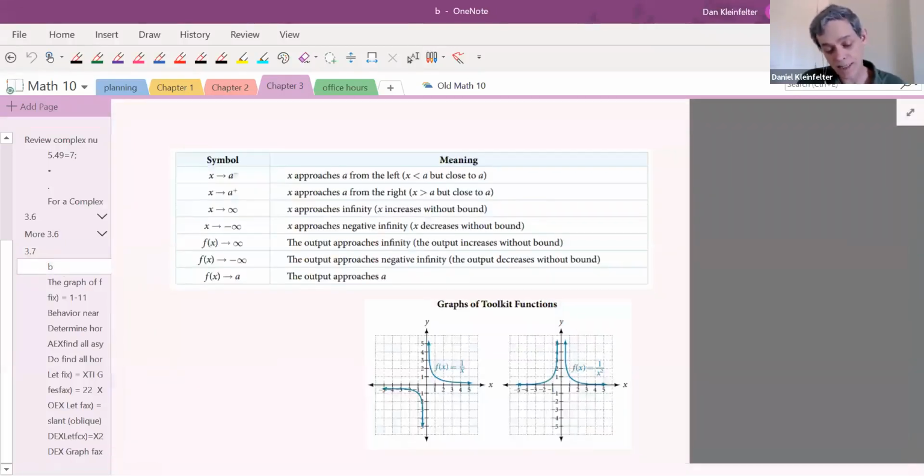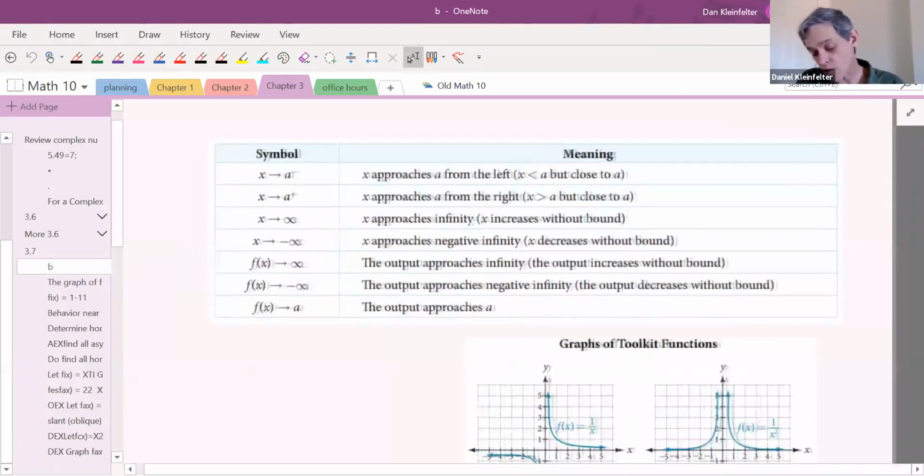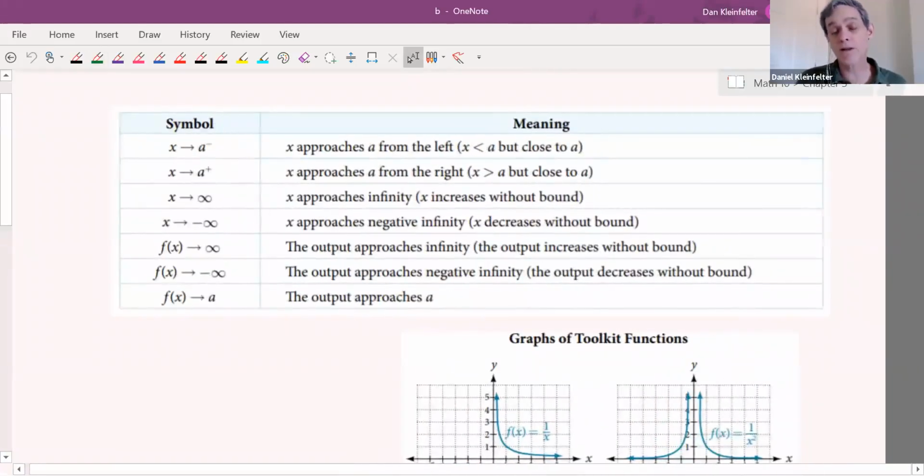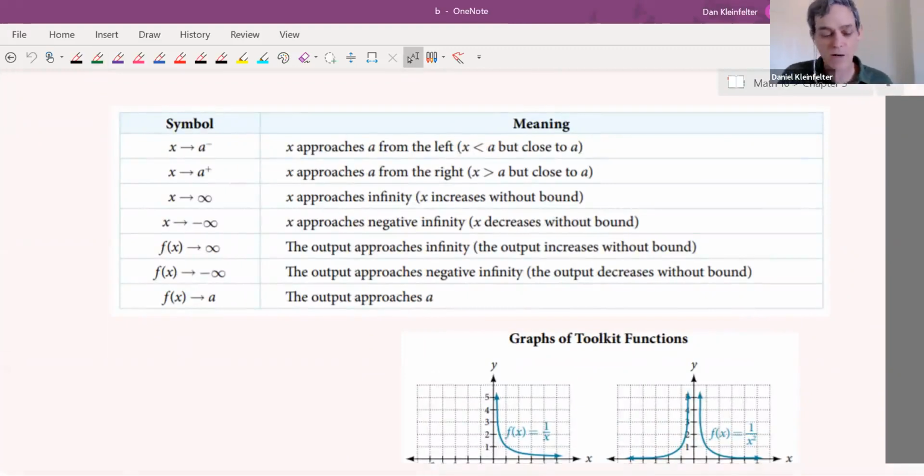So what else can we say about them? We're going to start working on the graphs of these. In order to do that, we have to have a way to describe some of the behaviors of the functions. And we're going to use arrow notation for that. So I wanted to kind of revisit that. So the table here is taken from our book.